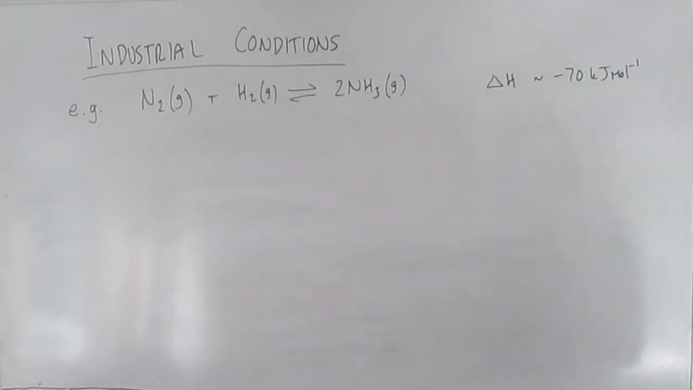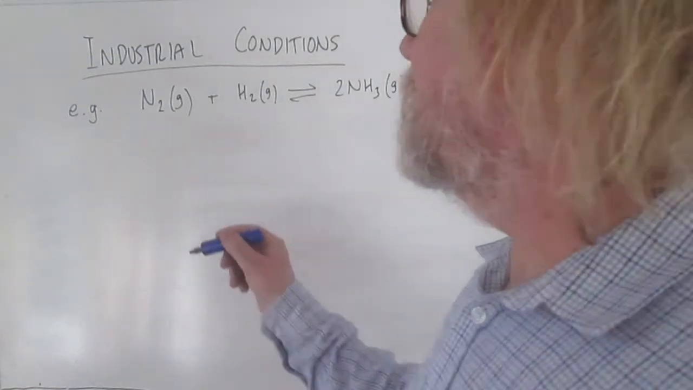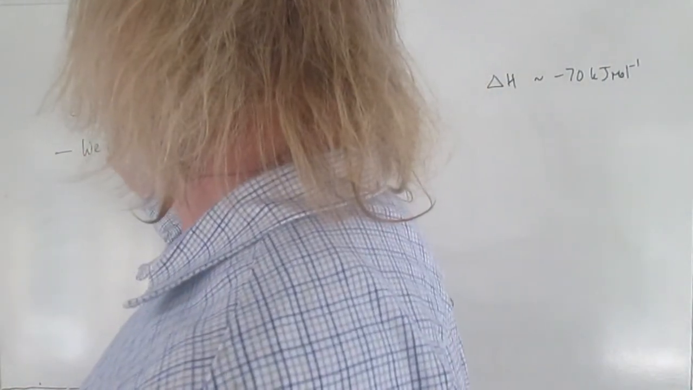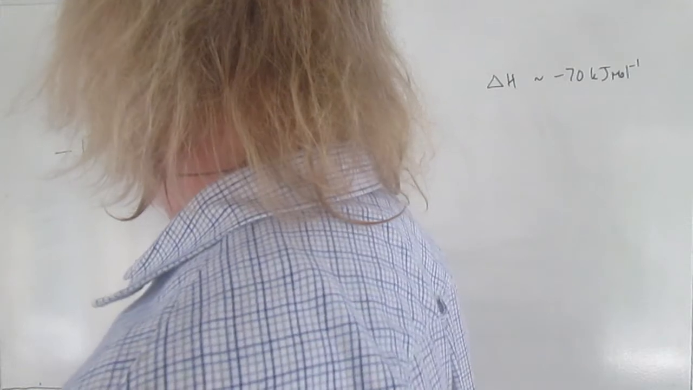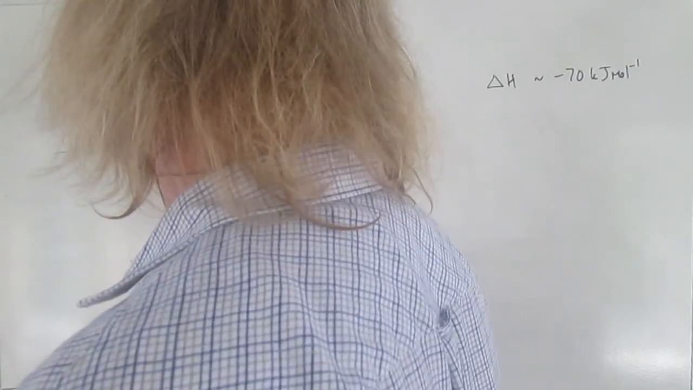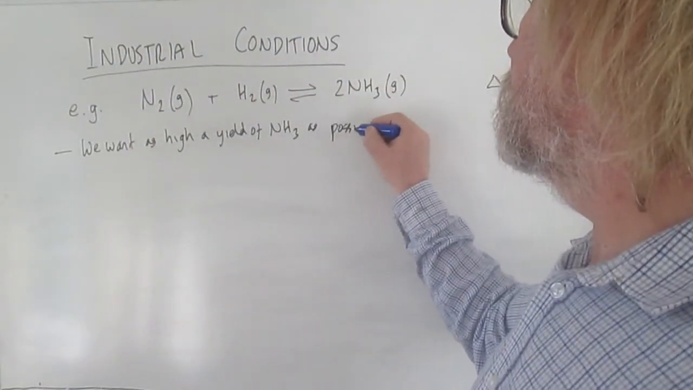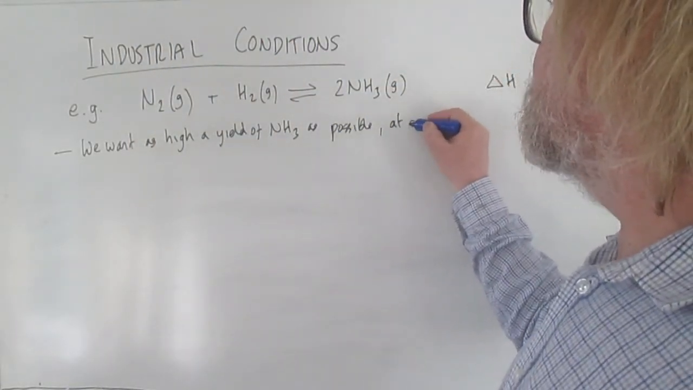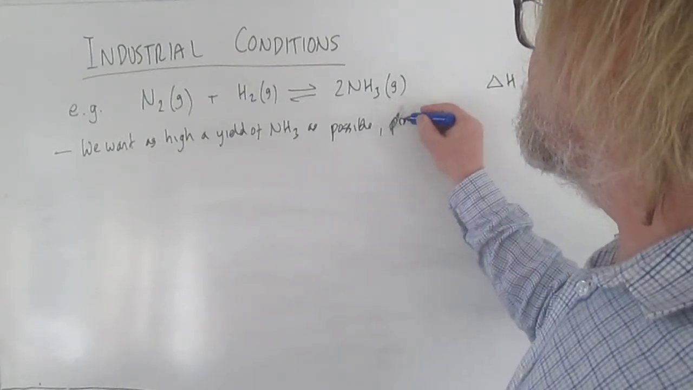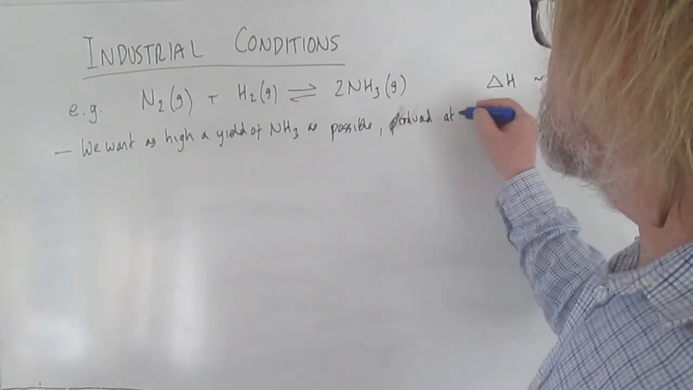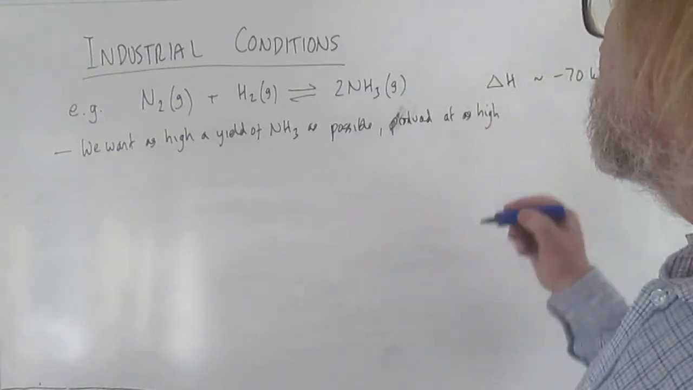So what we need to do is to think about what are going to be the best conditions. How would you choose the best conditions in terms of temperature and pressure and so on for producing ammonia? So the idea is that we want as high a yield of ammonia as possible, produced at as high a rate as possible, because that's what's going to make for a good industrial process.